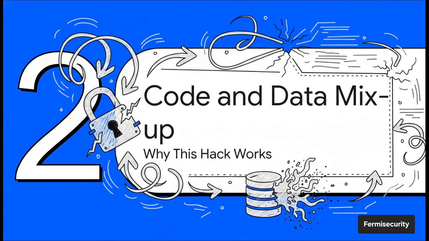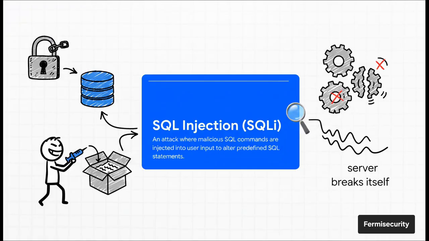So that's the how, but the why is so much more important. Why does this even work in the first place? Well, the whole hack is only possible because of a really basic, fundamental mistake in how the application was built. And this brings us right to the textbook definition. SQL injection is all about tricking an application into running commands it was never supposed to. See, the attacker isn't really breaking in. They're cleverly feeding the application instructions that make it break itself from the inside out.